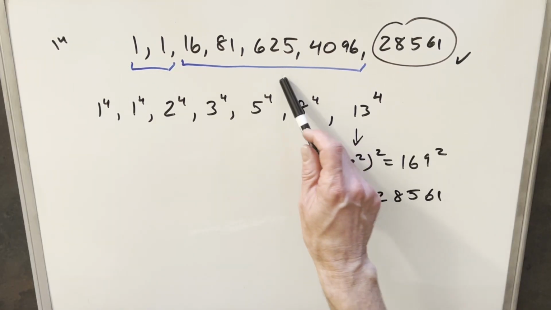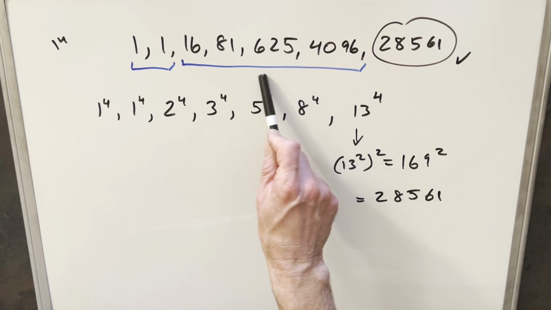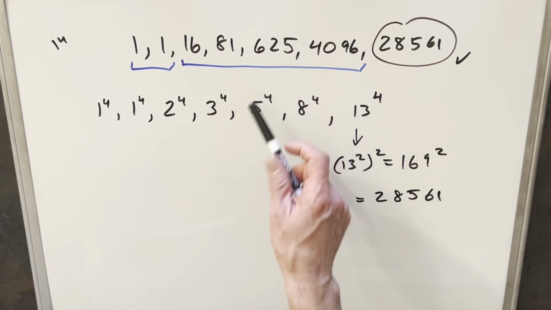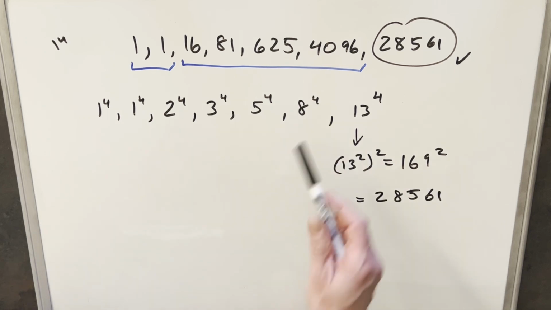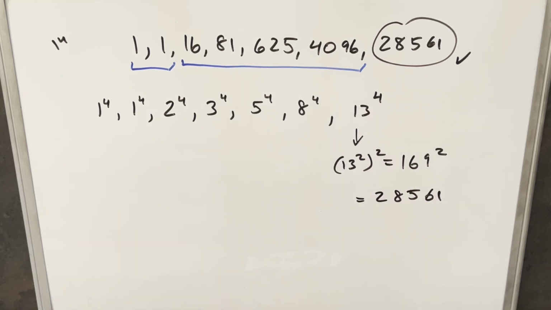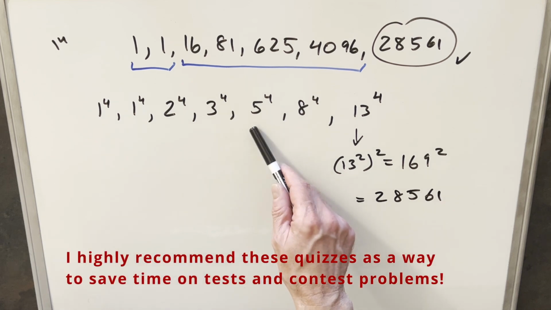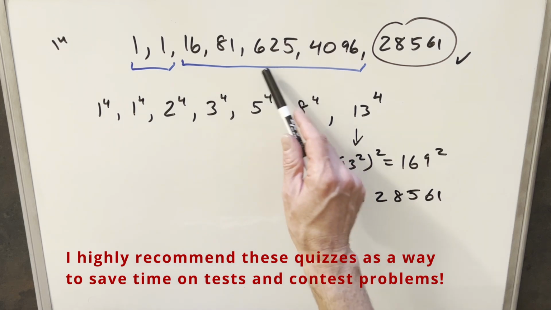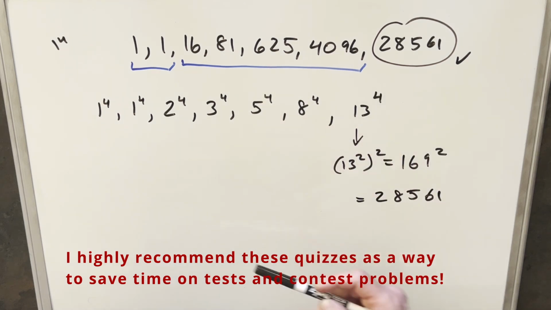Now, one thing this requires is being able to recognize these common powers, like recognizing that 625 is 5 to the 4th, or 4096 is 8 to the 4th. I have a couple of good quizzes on this related to calculating squares and then powers and roots. I'll provide a link in the description if you want to check that out. It's good for getting used to doing these things quickly.